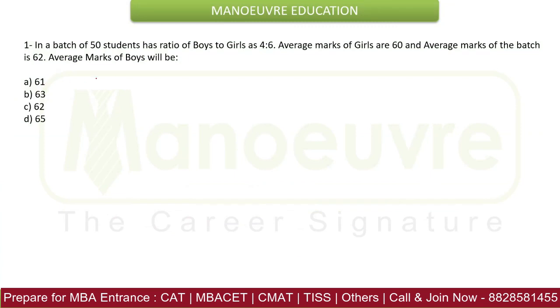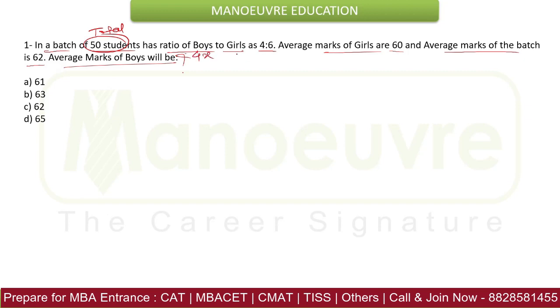Let's have a look at the first question. In a batch of 50 students, the ratio of boys to girls is 4:6. Average marks of girls are 60 and average marks of the batch is 62. So what will be the average marks of boys? Fine. So total students are given as 50. The ratio of boys to girls is 4:6.